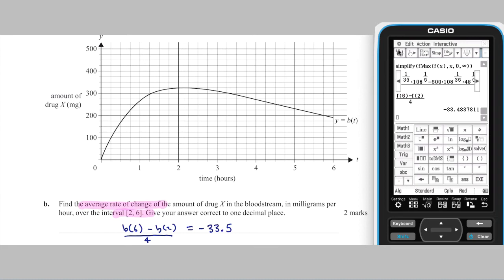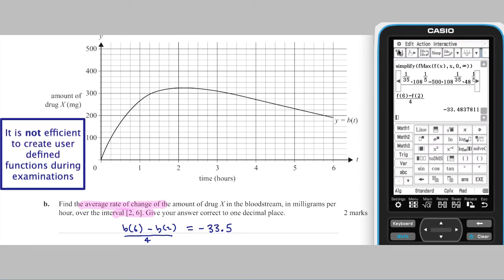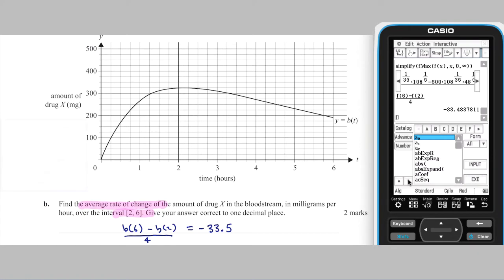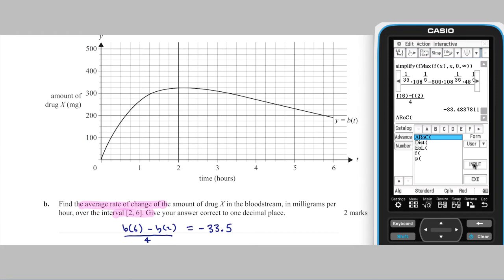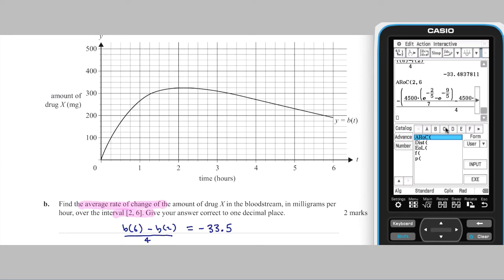The same calculation can be done using a user-defined function if, like this class pad, yours has one previously defined. User-defined functions can be found in the catalogue. My function requires only the inputs of 2 and 6 as it refers to the function f of x as previously defined. Returning the same value.